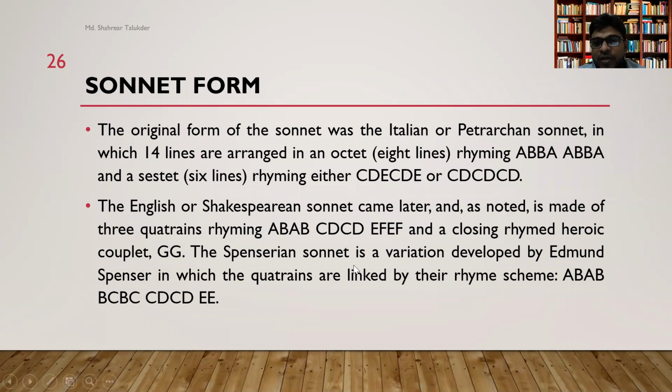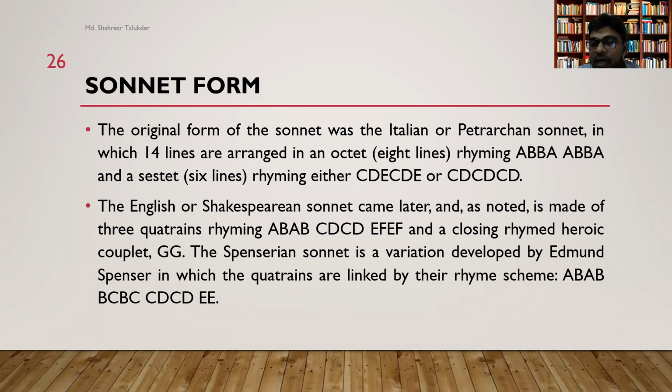All right, the English or Shakespearean sonnet came later. So the oldest form of sonnet is the Italian or Petrarchan sonnet. The Italian poet Petrarch first introduced this sonnet, so after his name, we now call it Petrarchan sonnet. The English or Shakespearean sonnet came later, and as noted, is made of 3 quatrains rhyming, as we already mentioned: A, B, A, B, C, D, C, D, E, F, E, F. You see, the Shakespearean sonnet pattern is completely different from the Petrarchan form, and the closing rhymed heroic couplet is GG.